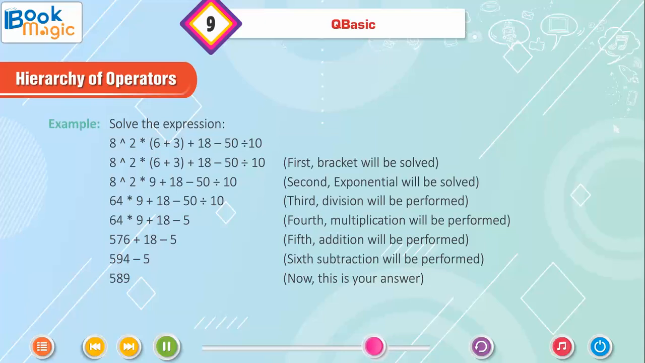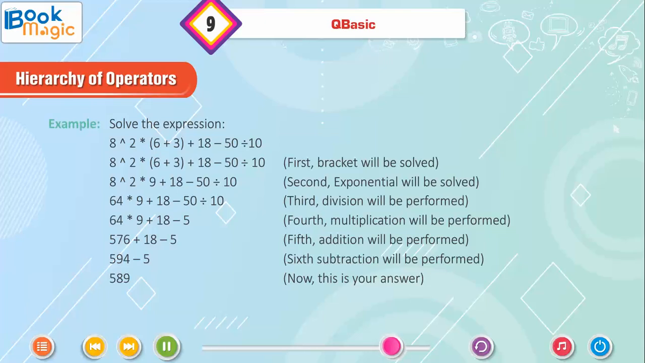First, the bracket will be solved. 8 exponential 2 into 9 plus 18 minus 50 divide by 10. Second, the exponential will be solved. 64 into 9 plus 18 minus 50 divide by 10. Third, division will be performed. 64 into 9 plus 18 minus 5.